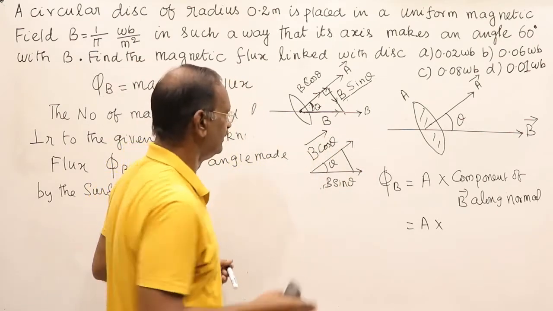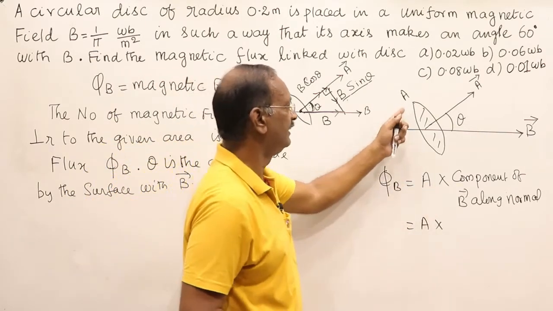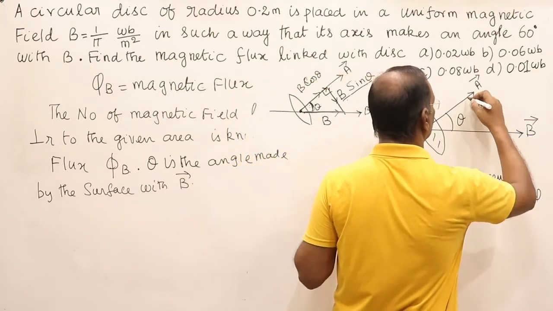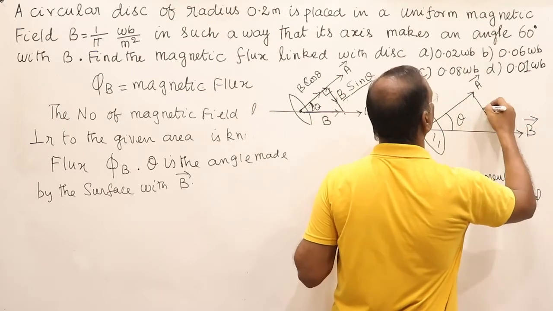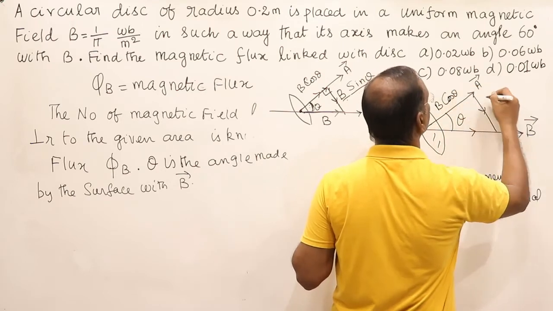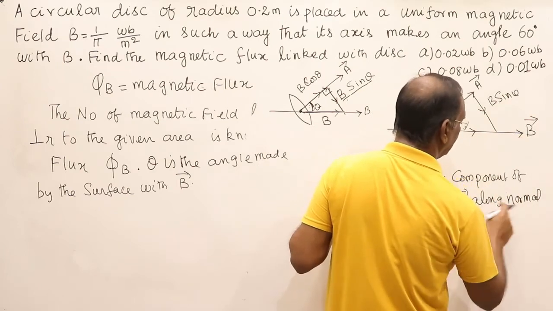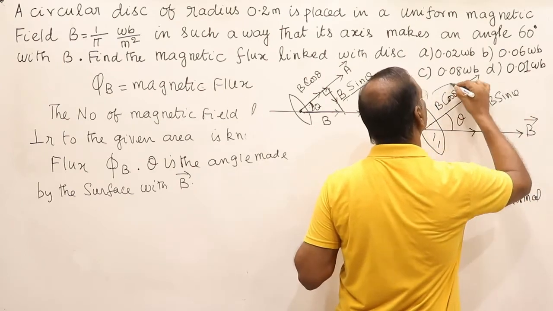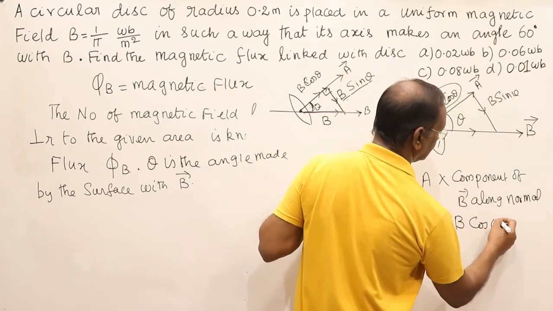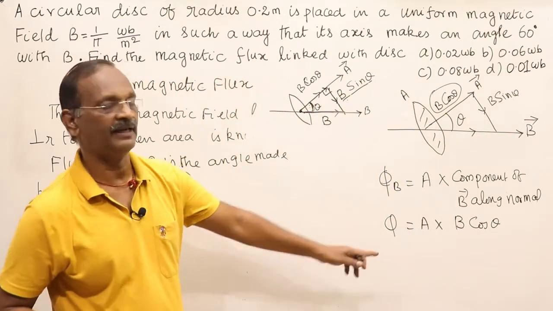Now you see, what is this component of A? We have to write the area into component of B. This is B, component of B. If you drop like this way, this is B cos theta, and this is B sin theta, and here is the component of B along the normal. This is the normal, this is the component along the normal. So we can write B cos theta. You have to be very careful in determining. So flux is equal to AB into cos theta.